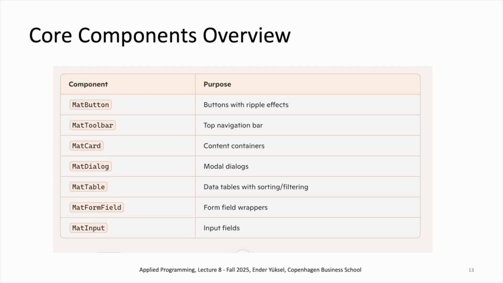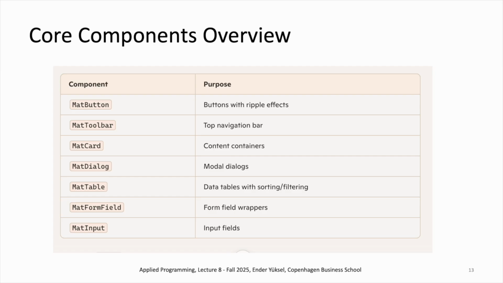Mat Button provides styled buttons with ripple effects. The ripple effect is a visual feedback animation that radiates outward from the point of interaction, for example, in a button click. It's part of Material Design's emphasis on motion and user feedback. Mat Toolbar is great for headers and navigation bars. Mat Card is used for displaying content in a structured format.